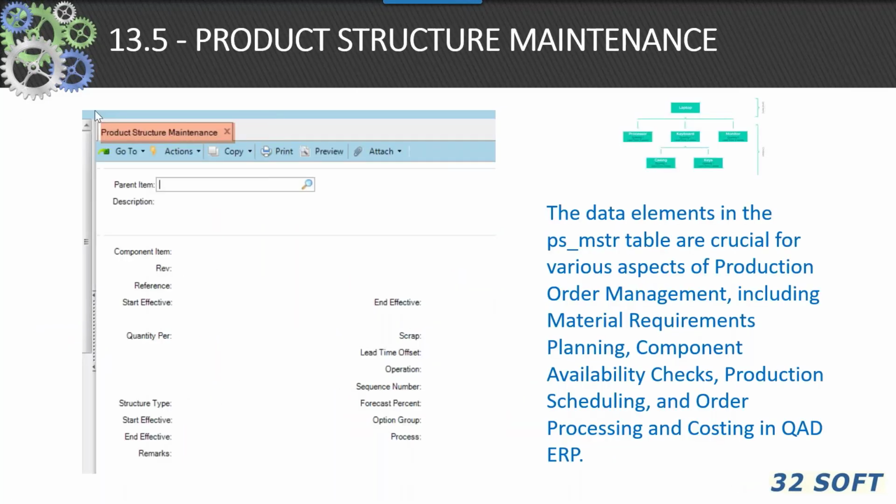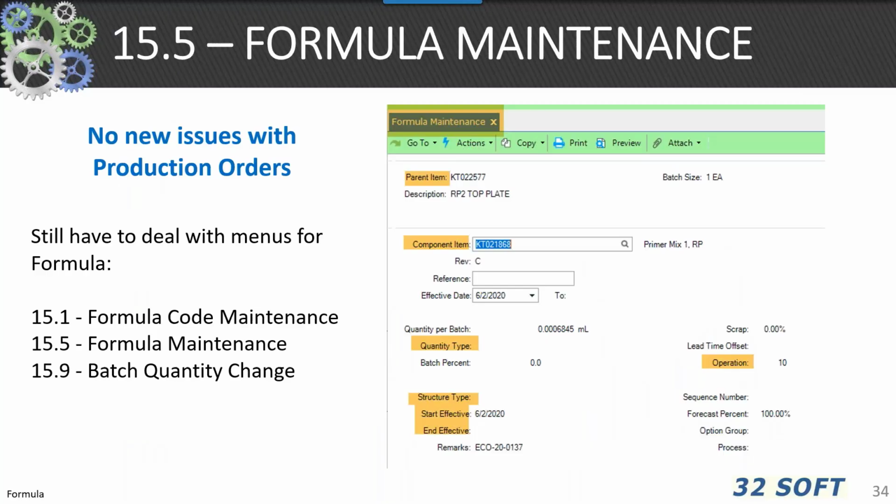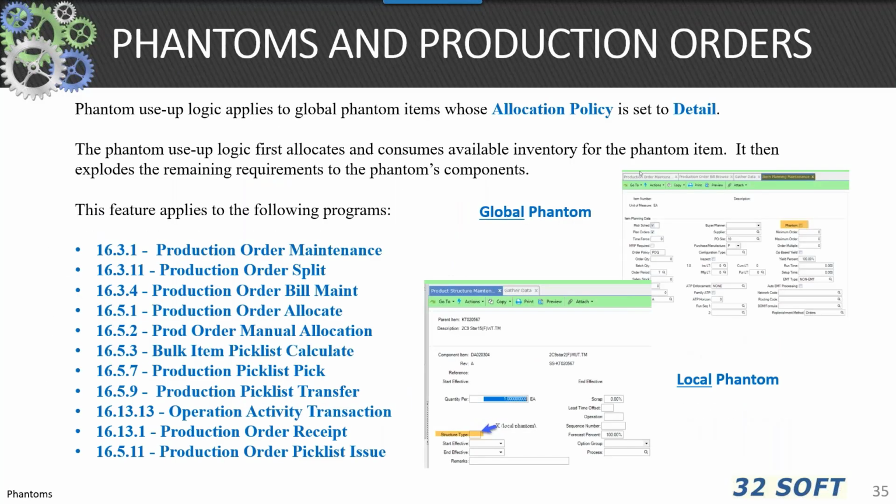The data elements in the PS master or product structure master are crucial for production order management, MRP, component availability checks, production scheduling. Be cautious and make sure product structure parent component relationships are proper. With formulas, not much has changed, but you still need to deal with 15.1, 15.5, and 15.9, along with the 1.4.16 batch quantity.